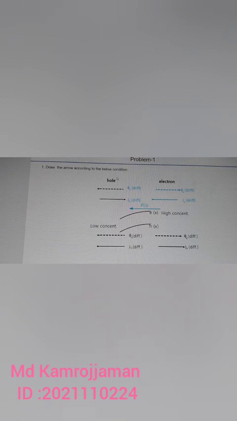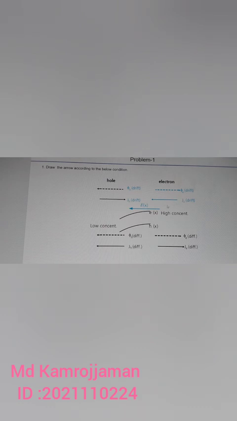This is the first problem. The first problem has only one question. This question is: draw the arrow according to the below conditions. So there are some conditions, so we need to draw the arrows. The direction of the diffusion flux does not affect the polarity of electron and hole, just from high to low. The direction of the drift flux can affect the polarity of electron by the E field. By the E field direction due to charge.